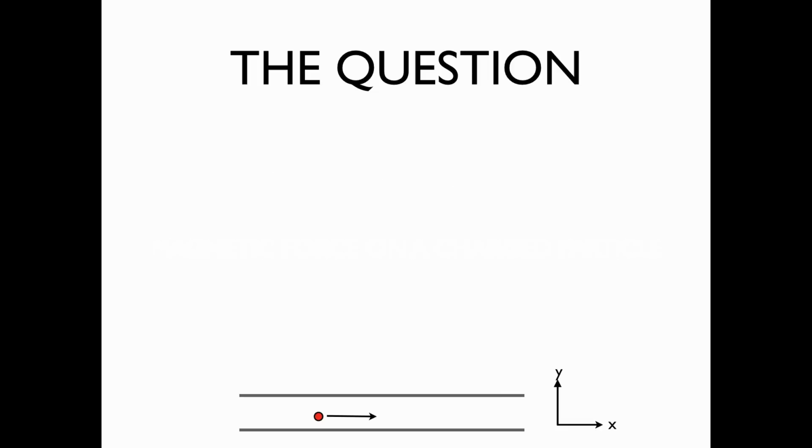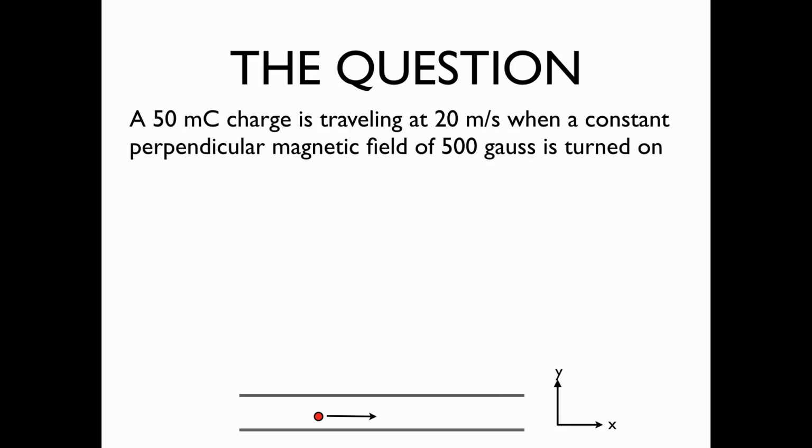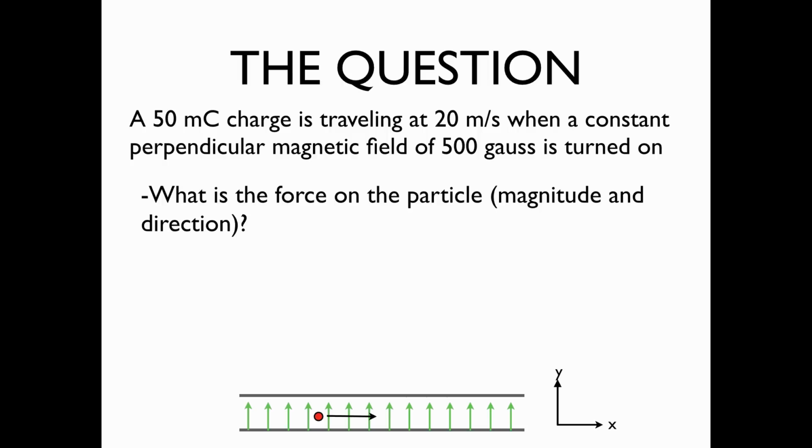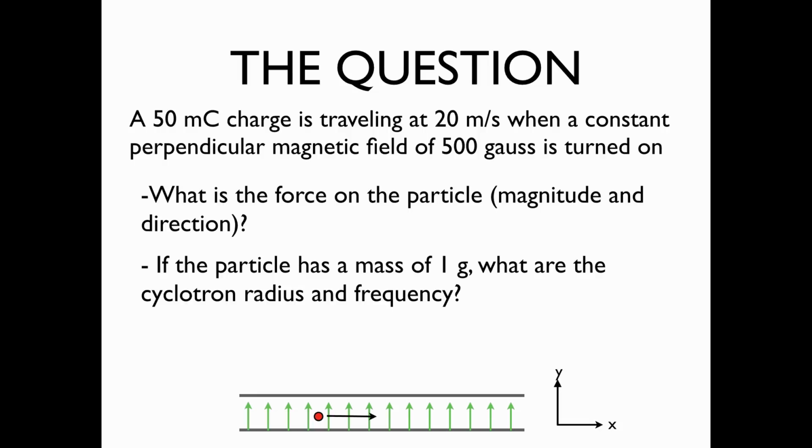The question: a 50 millicoulomb charge is traveling at 20 meters per second when all of a sudden a constant perpendicular magnetic field of 500 Gauss is turned on. We'd like to know, what is the force on the particle, the magnitude and the direction? And if the particle has a mass of 1 gram, what are the cyclotron radius and frequency? The meaning of these terms will be discussed on a future slide.